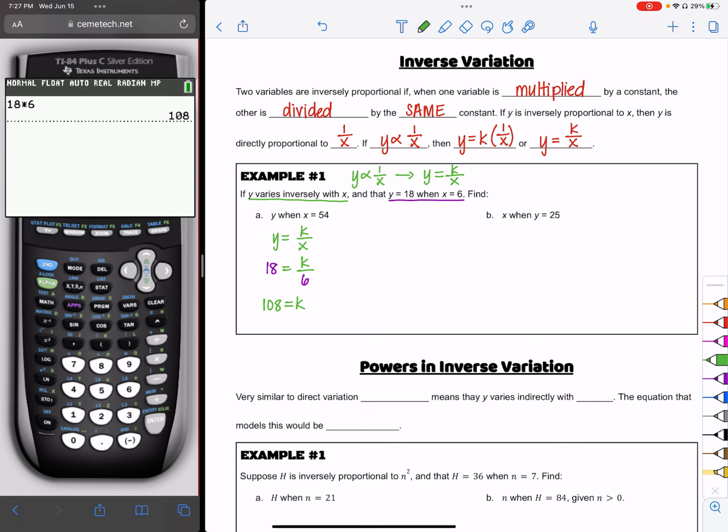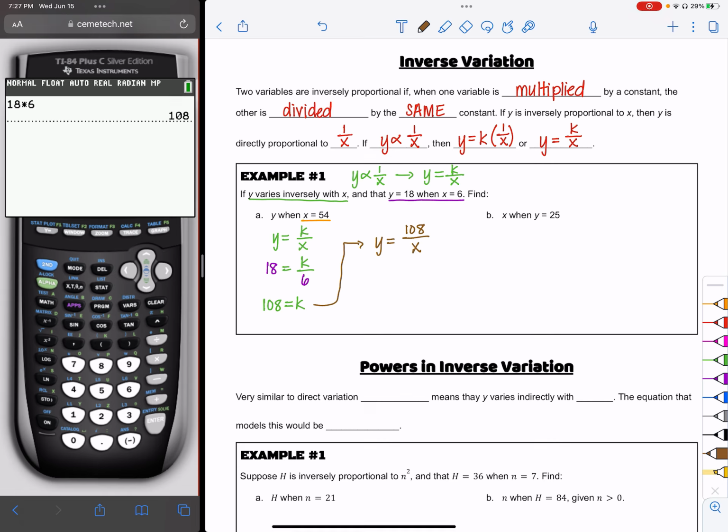So now that I know that k is equal to 108 in this scenario, what I can then do is look at what y is when x is equal to 54, because now I have my equation. My equation is now going to end up being y is equal to 108, because that is our k value, divided by x.